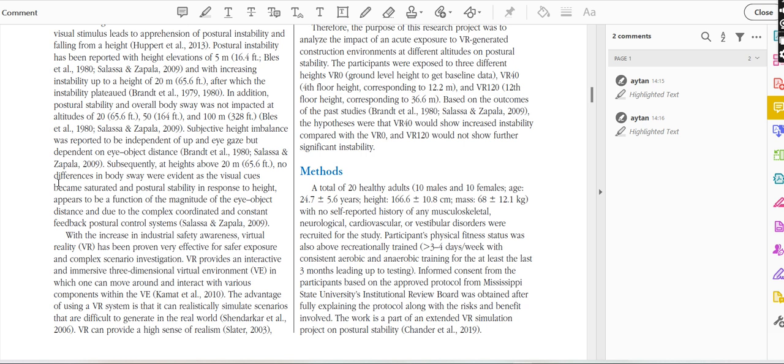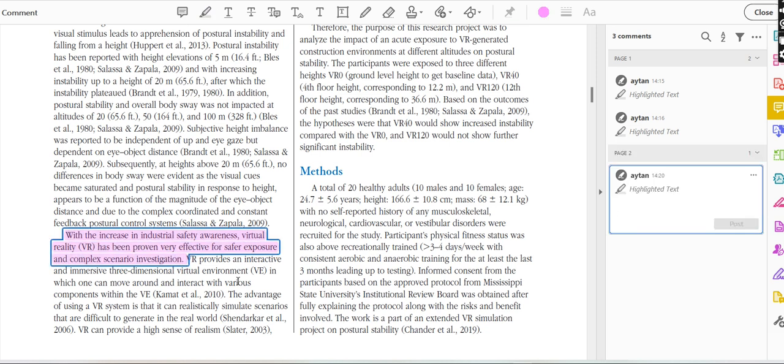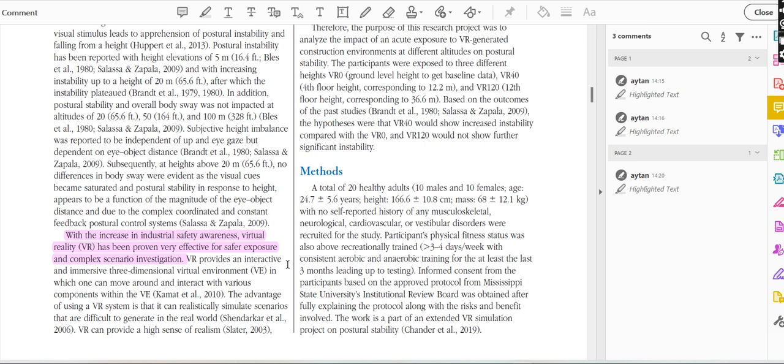2009, with the increase in industrial safety awareness, virtual reality has been proven very effective for safer exposure and complex scenario investigation. VR provides an interactive and immersive three-dimensional virtual environment in which one can move around and interact with various components within the VE, Comet et al.